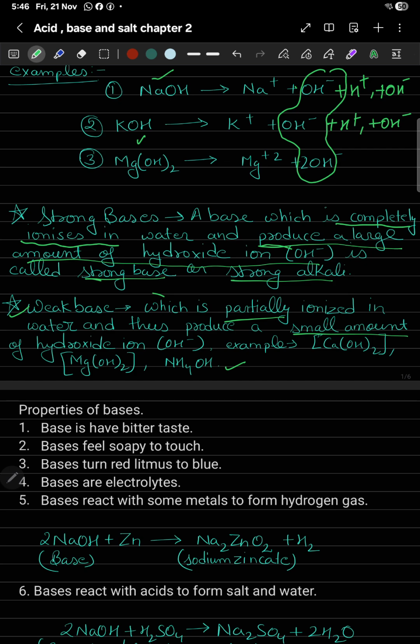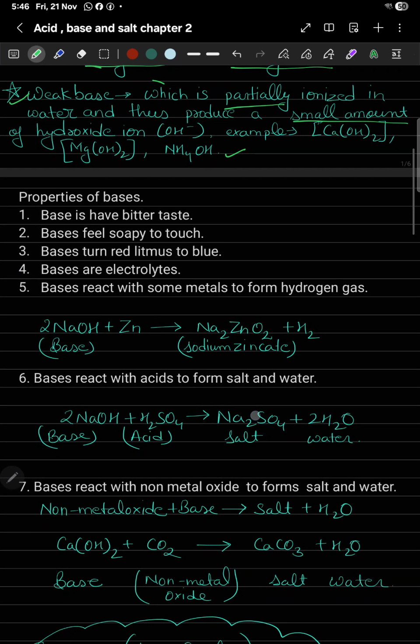So what are the properties of bases? Now we have the properties of bases. What are the properties of bases?